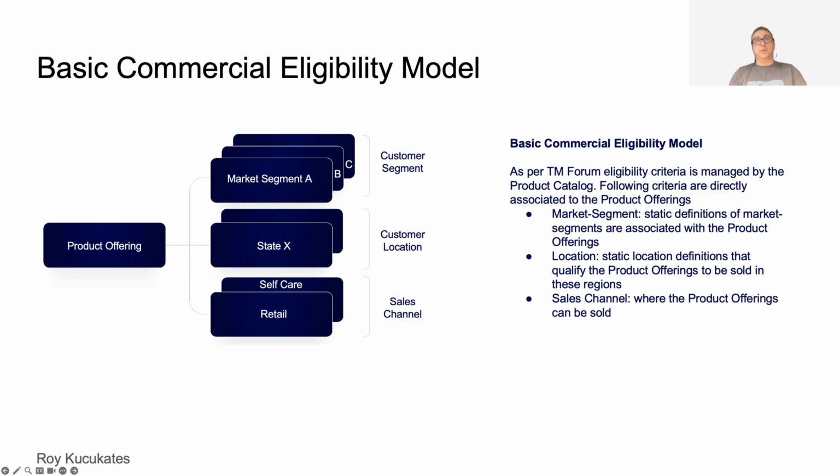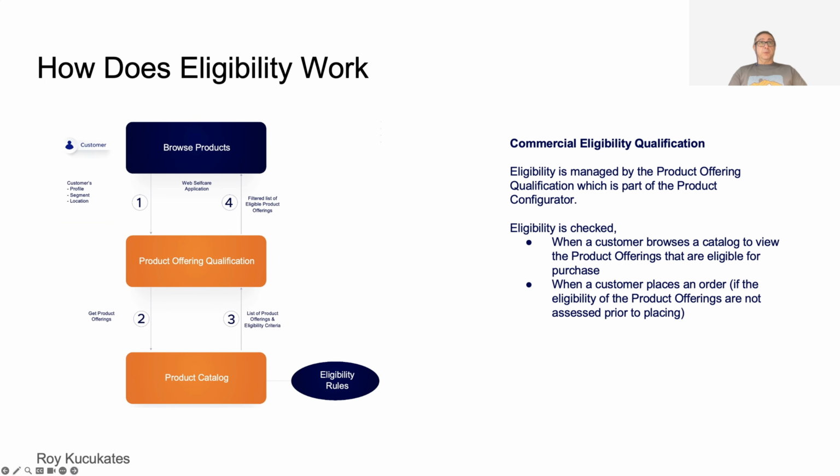As I said, the commercial eligibility criteria are associated to the product offerings in a product catalog. That's why in a product modeling exercise, you need to consider at least these three criteria to define the eligibility. How does the eligibility work? Well, it may be designed in different ways. This is the one that I recommend.